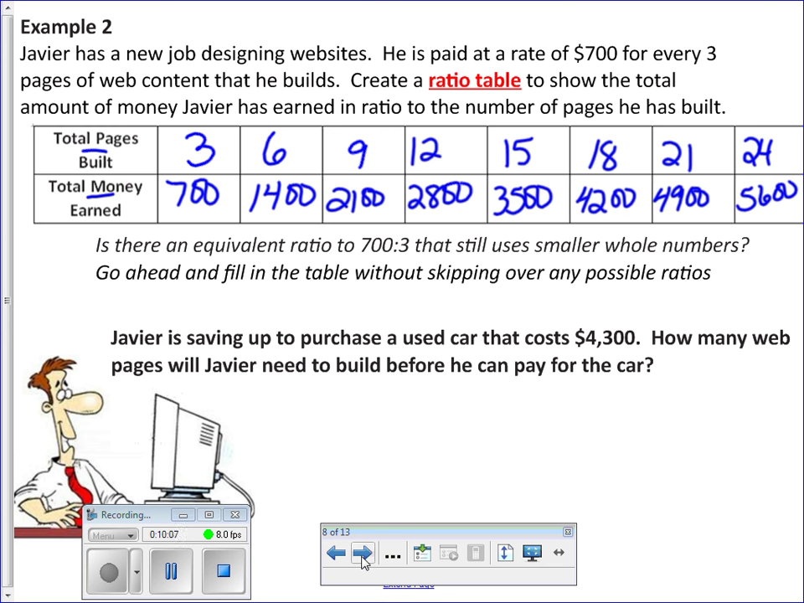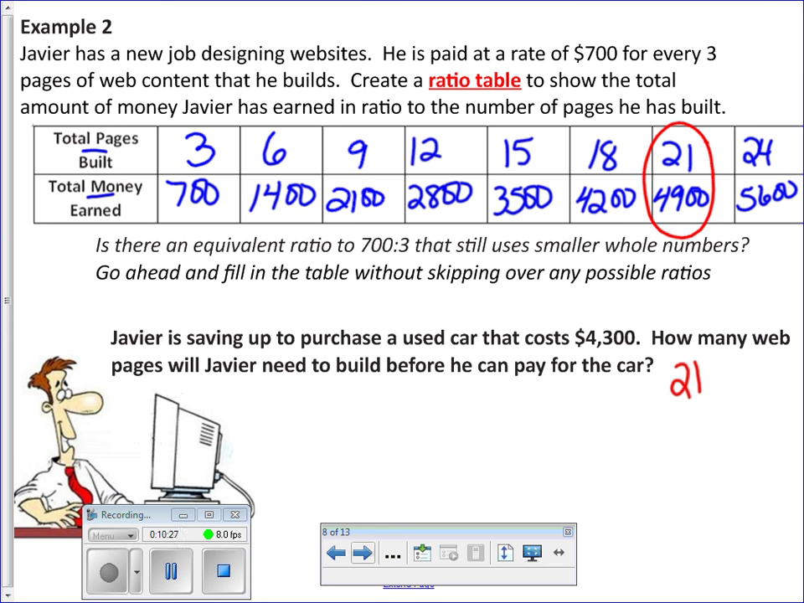This is where those tables come in handy. I can look at that table. How many web pages does he have to design? Well, no, I don't know that. He's going to have to do 21, and then he'll have money left over. But if he only designs 18, he won't have enough money. 19 isn't on there, so we don't know if that would be enough. So he would have to build 21.